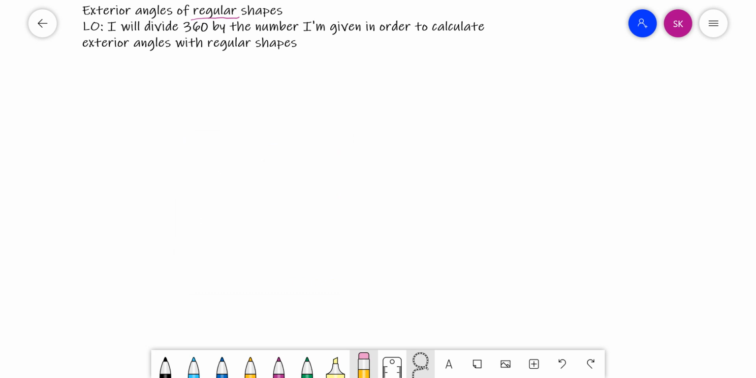Hopefully you remember, a regular shape is where all the sides and all the angles are the same size. Write it down in purple pen if you forgot. All the sides and all the angles are the same size. That is what a regular shape is.